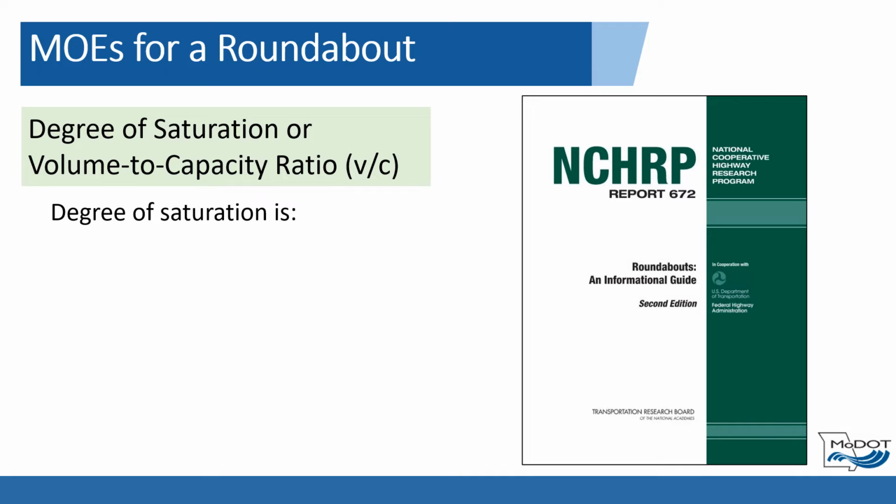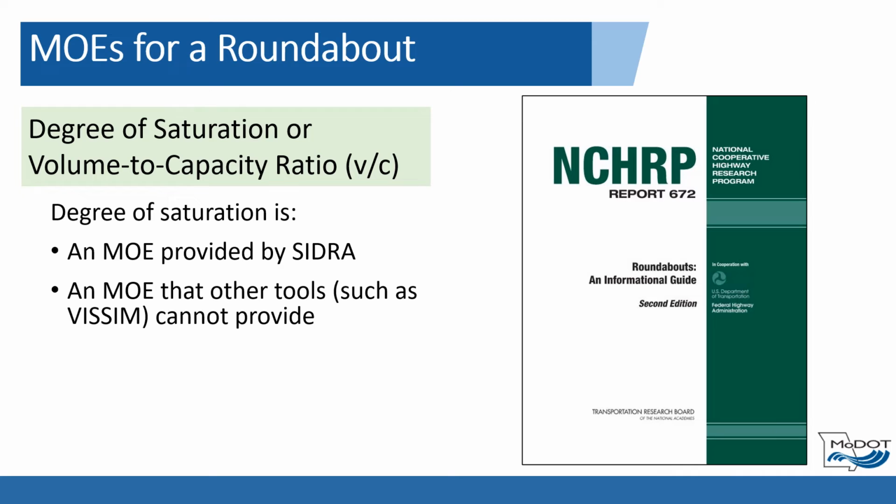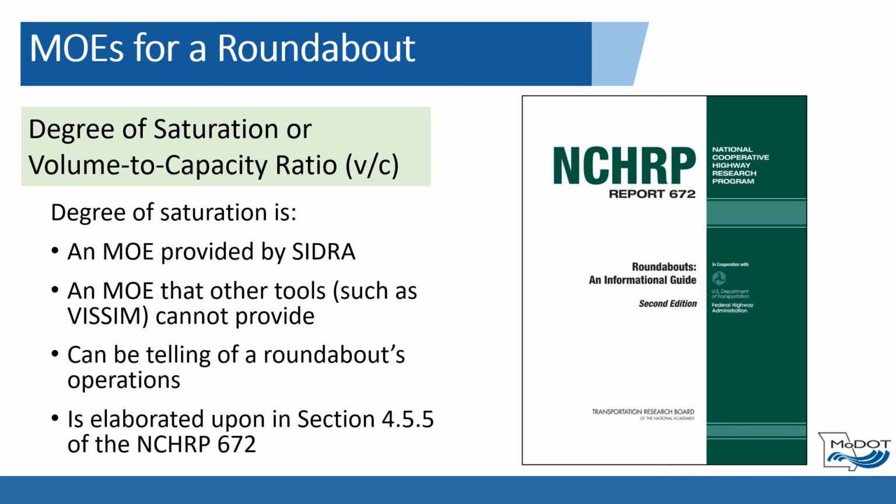The degree of saturation is an MOE provided by SIDRA that certain other tools, such as VISSIM, cannot provide. This MOE can be very telling of how a roundabout's operations are performing. According to the NCHRP 672, VC provides a direct assessment of the sufficiency of a given design. Degree of saturation, or VC, is more fully elaborated upon in section 4.5.5 of the NCHRP 672.